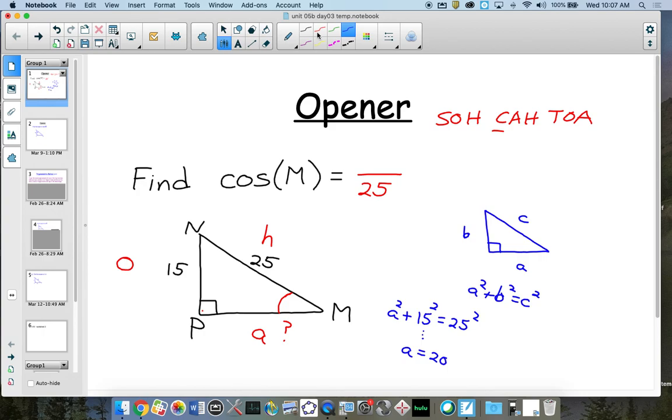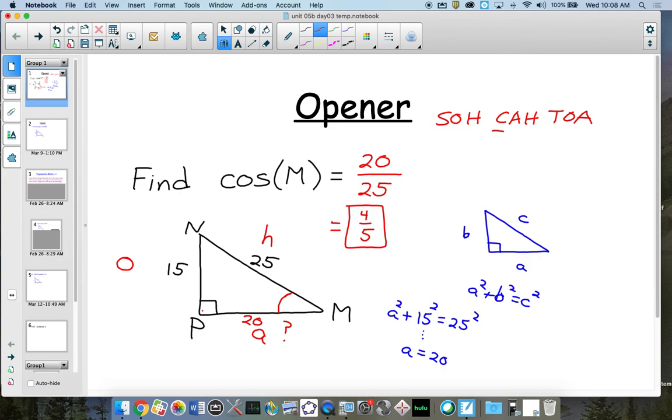So the cosine of angle M is 20 over 25. And remember, we always said you should reduce if you can. So that's 4 over 5.